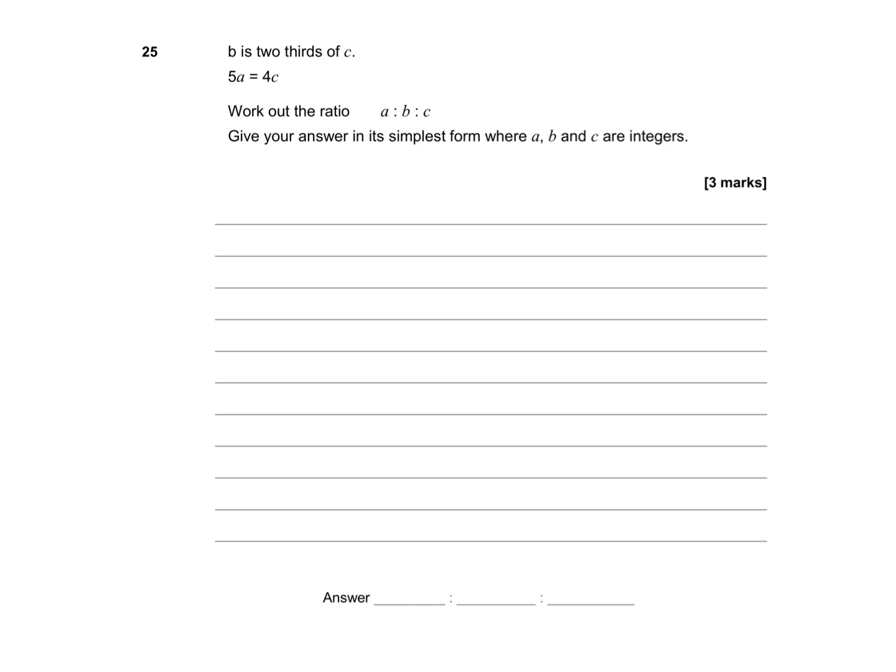So B is 2/3 of C, and 5A is equal to 4C. They want us to work out the ratio of A to B to C. Initially, I'm seeing that the first line is telling me the relationship between B and C, and the second line is telling me the relationship between A and C. So I'm going to have to get C in common and then work from there.